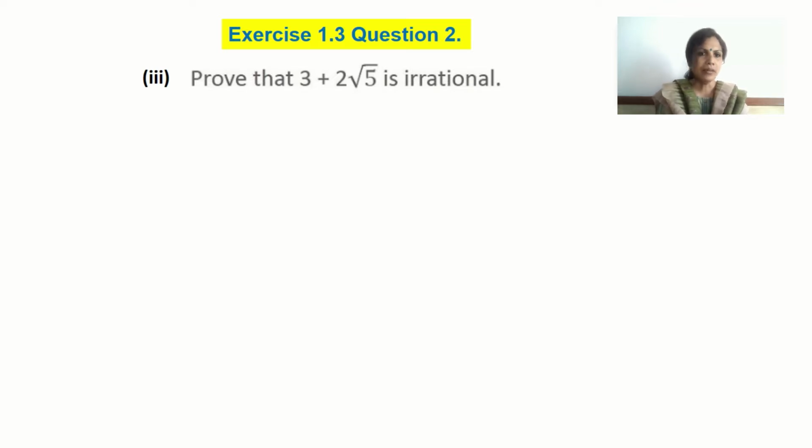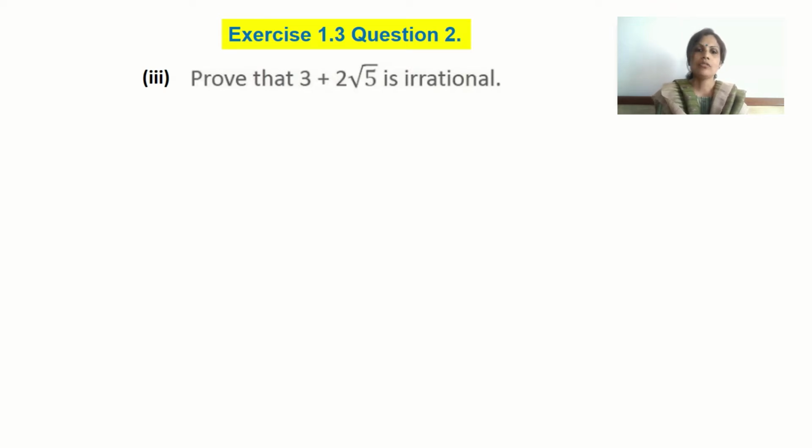Similar to that sum, here we have another example. Prove that 3 plus 2 root 5 is an irrational number. Now, I told you that such type of sums we have to solve by the method of assumption, and here we will assume exactly opposite to what we have given.